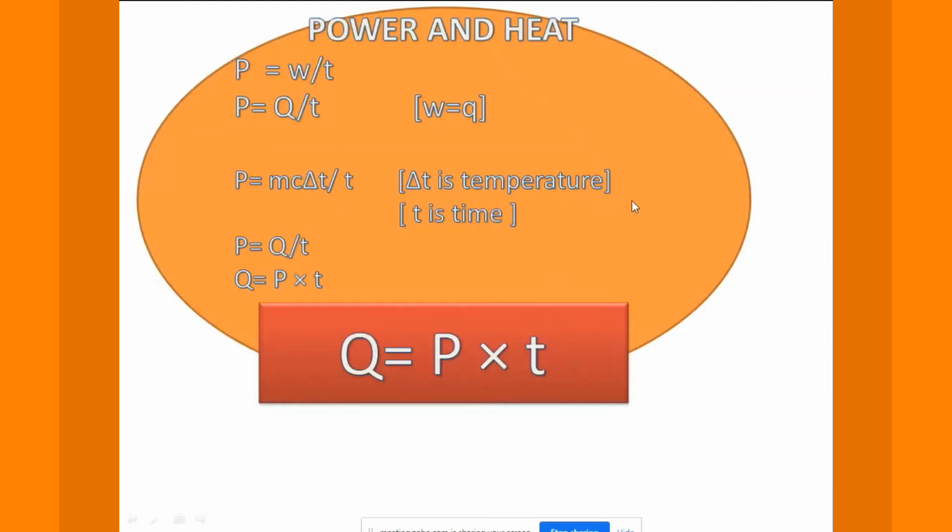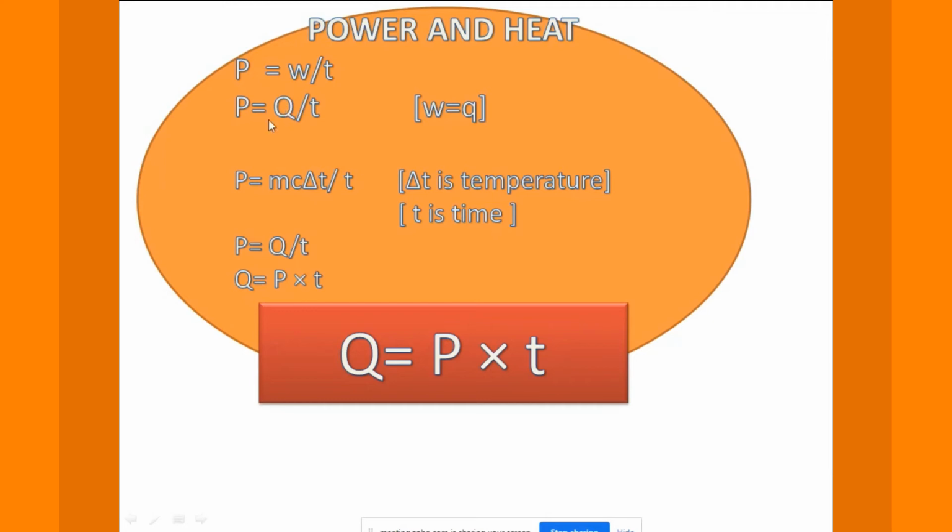Now one more simple formula is used in calorimetry, that is related to power and heat. We know that power is equal to work done upon time, that is W by t. Here we know that work is connected to energy, right? Sometimes work is equal to energy in many situations. According to this calorimetry discussion, the type of energy we are dealing with is heat energy. So I'm writing W is equal to Q, where Q is the heat energy.